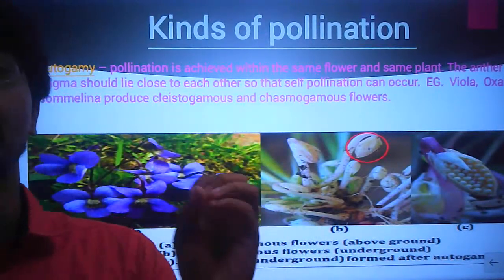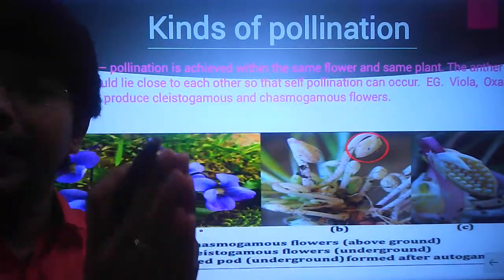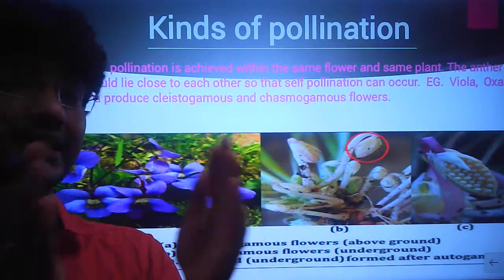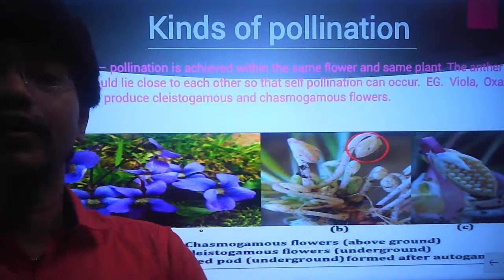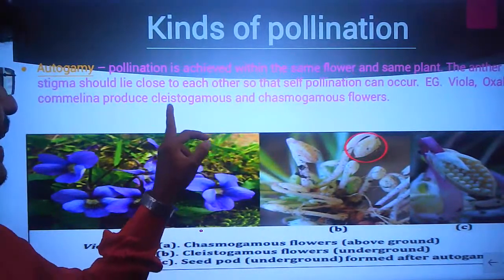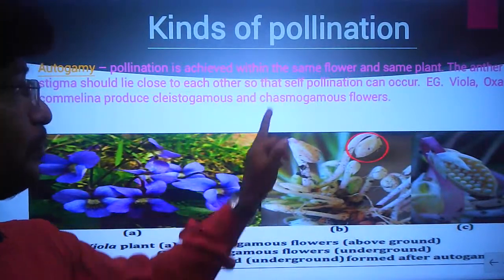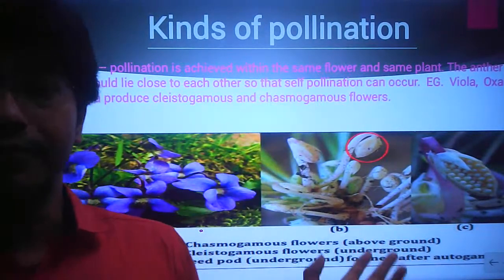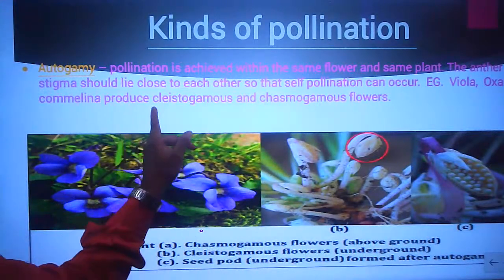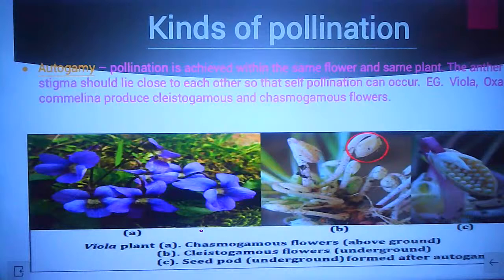The cleistogamous flower will not bloom, it will always be in closed mode, where there will be assured fertilization because the anther and stigma are already present inside. So assured fertilization, autogamy for sure, is going to take place in cleistogamous. Cleistogamous means closed flower. Chasmogamous is an open flower. So you could see both cases, the cleistogamous as well as the chasmogamous.